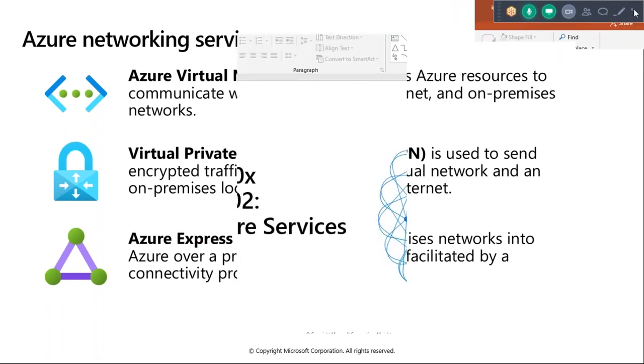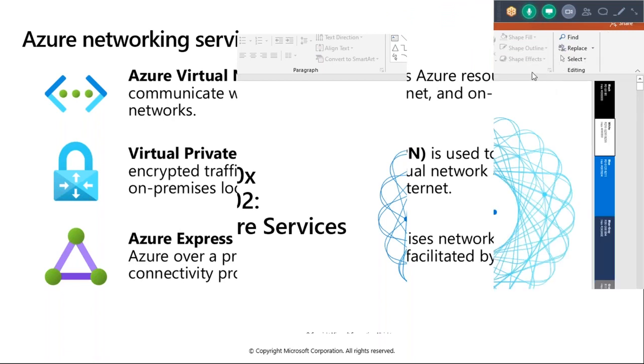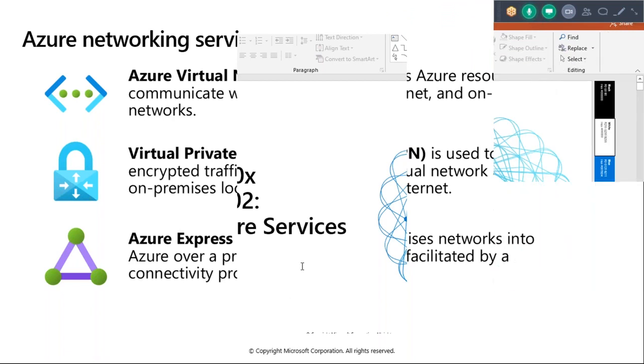So Sai Kiran is saying that he's not able to hear me, but my audio is clear. So check your connection.